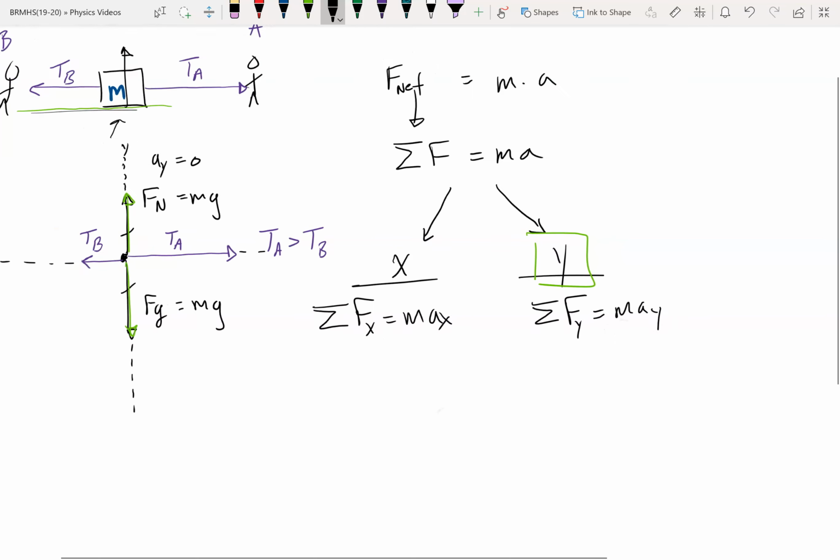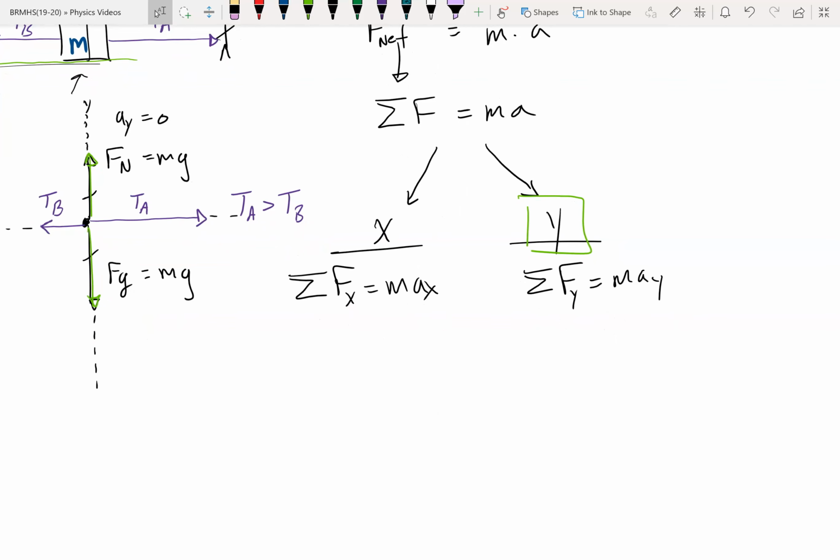I'm going to rewrite my sigma Fy equals may. I just come right down below that, and the net force is going to be the difference between these opposing forces. The normal force is going up, and gravitational force is going in the opposite direction. So they're opposing each other. If they're opposing each other, you're finding the difference. There should be a minus sign there. So if we call up the positive direction, it's arbitrary, then I'd have positive normal force minus Fg equals may.